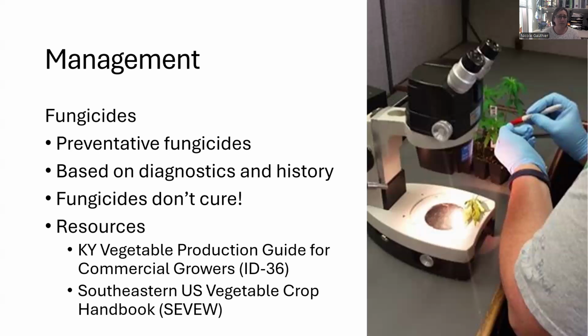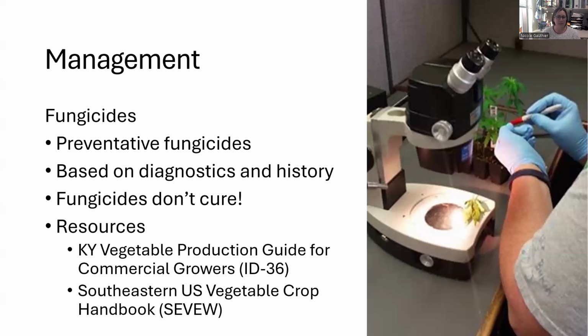And so how do you know which fungicides to spray? Well, here's some more resources. Here in Kentucky, we produce the Kentucky Vegetable Production Guide. ID 36 is what we call it. So if you talk to your local county agent, they will usually throw out the term ID 36. So that one is available through your local county agent, or it's available online for free as a digital version. And I will put that link down in the description.